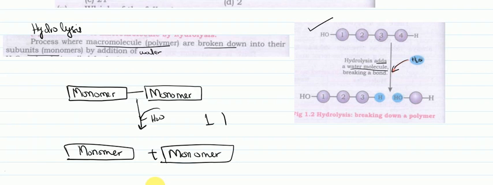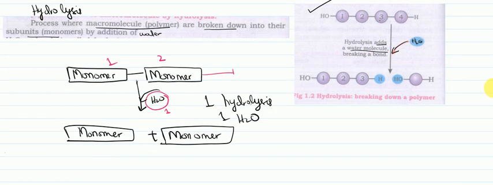So one hydrolysis process requires one molecule of H2O, or we can say there are two monomers. How many water molecules do we require? One water molecule. If I add one more monomer, and we have to break this bond also, then in total how many monomers do we have? 3 monomers. Then to break this bond also we require one more H2O.